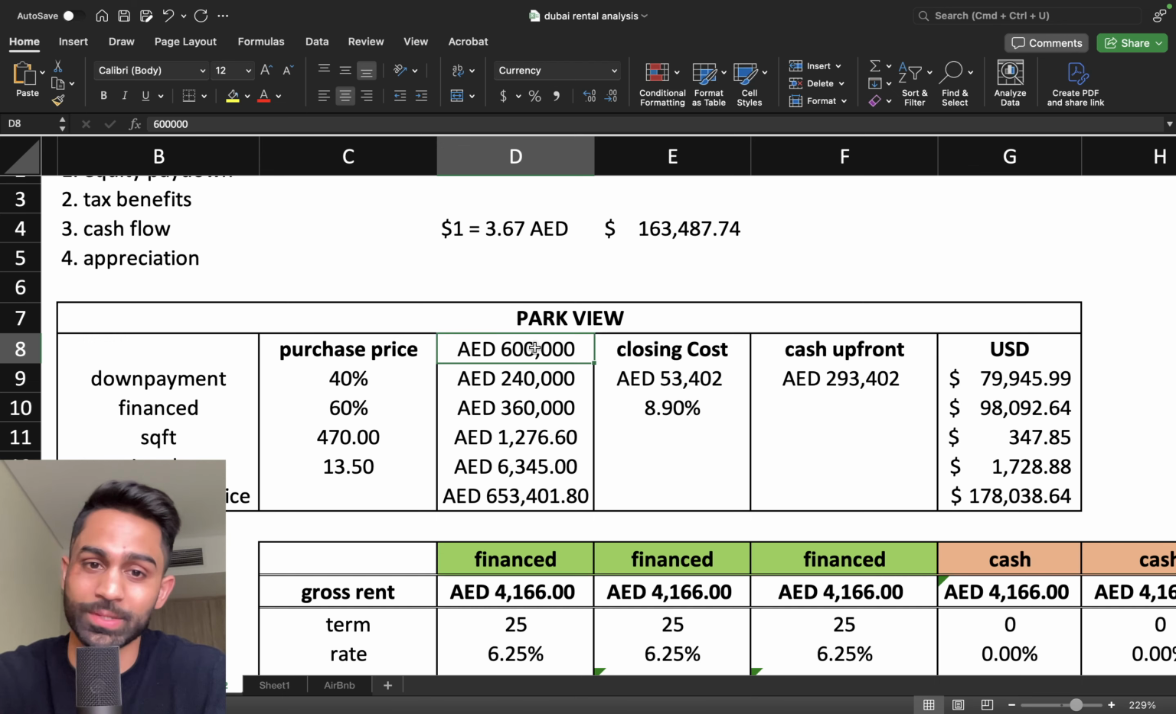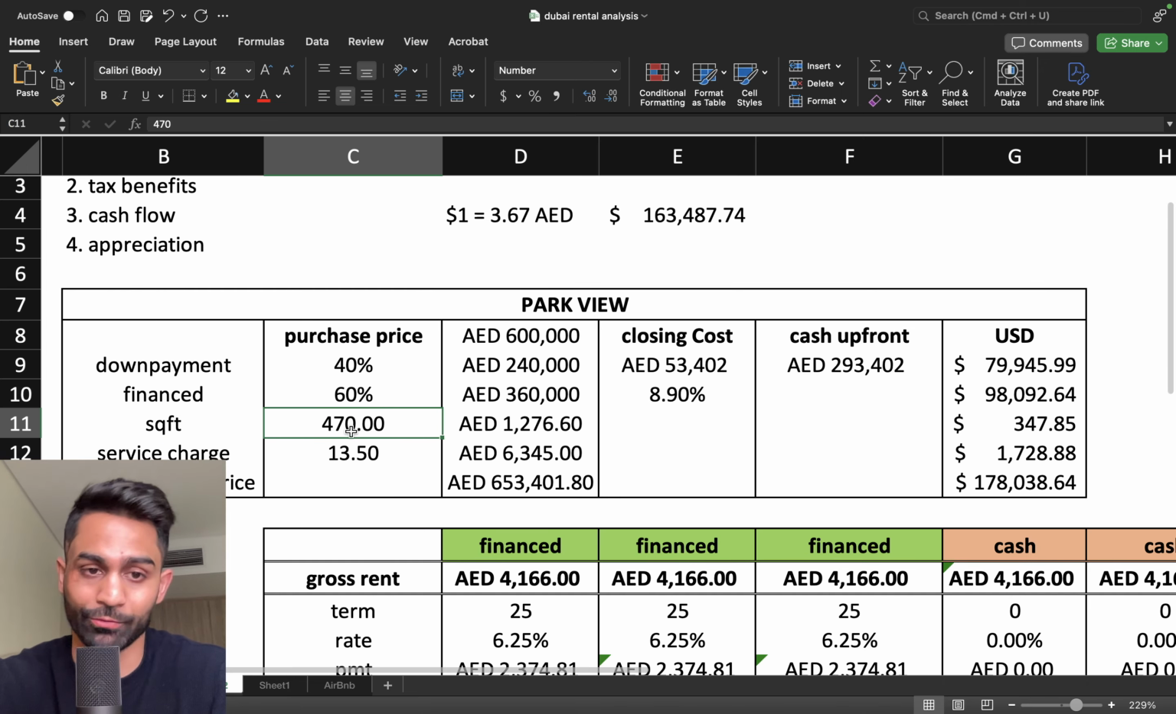Again, prices are quite reasonable. It's a studio, so it's not a one bedroom. It's a studio with about 470 square feet, right? So that's the square footage.